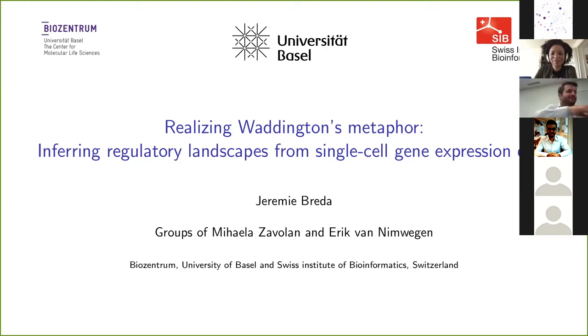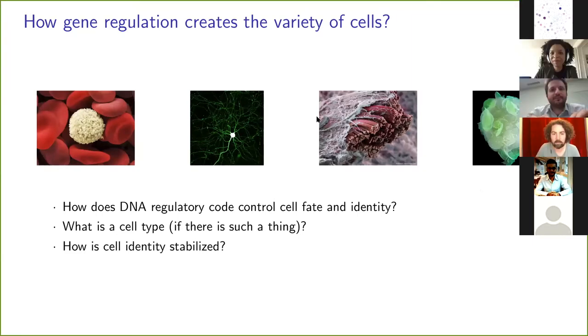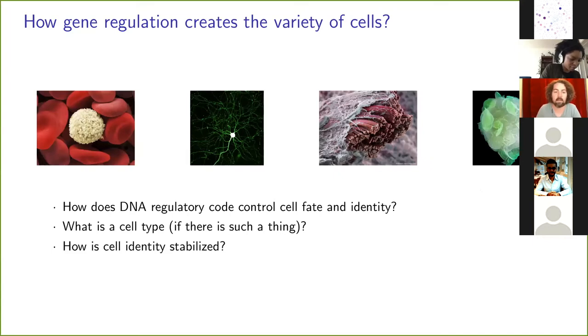Thank you. And first, thank the SIB for accepting my talk. So I'm Jeremy Breda from the groups of Mihaela Zavolan and Erik van Nimwegen at the Biozentrum, University of Basel. The question we're interested in in the group concerns the high variability of cells that we can see in higher eukaryotes. And in particular, I was interested in how cell types are defined, established, and stabilized.